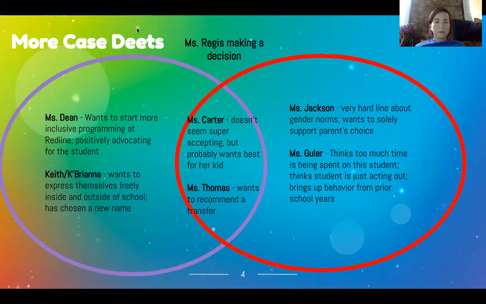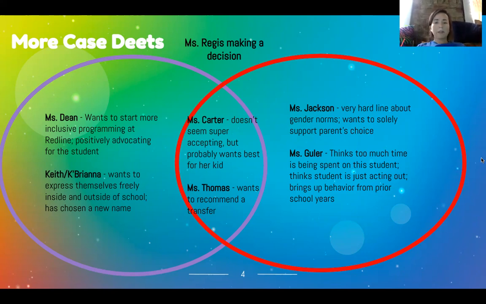So just to give everybody a little bit more details about this particular case. Miss Regis is the one facilitating the meeting that is happening between all of these teachers. And it seems like at the end of the day, she's probably going to be the one to have to make a call on which route they decide to go down with the students and the parents and all of that. So I tried to split the individuals up in this case by their beliefs or how they were presenting during the conversation they were having.